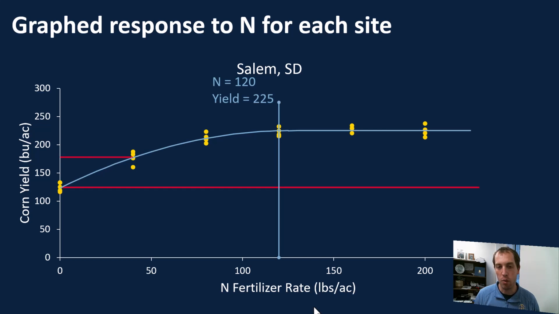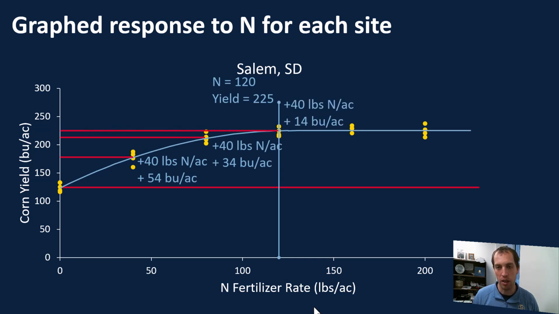If we add about 40 pounds of nitrogen to there, we're getting an increase of about 54 bushels of corn for that added 40 pounds of nitrogen. If we add another 40 pounds of nitrogen, we're only getting about 34 bushels per acre. If we add that final 40 pounds of nitrogen to reach our optimum, we only add about 14 bushels per acre. So you can see as we add more nitrogen, we're getting less in return. That shows us where economics come in. We're getting less of a return by adding more, but we're still getting a return, and as long as we're paying for that increase, we're doing well.